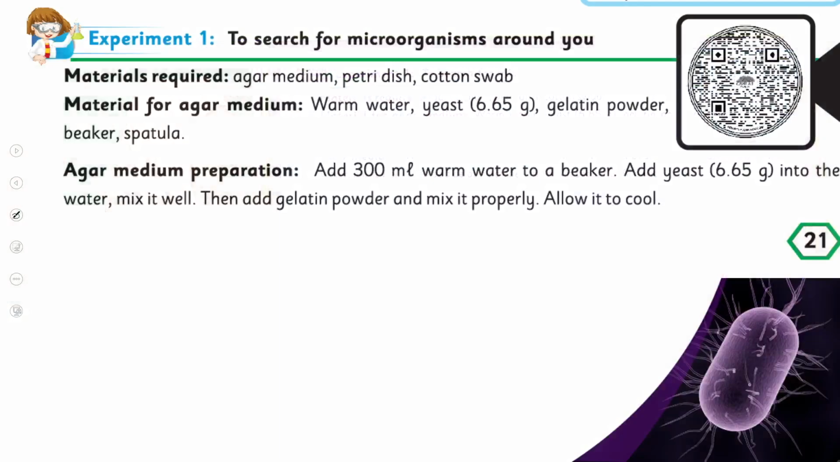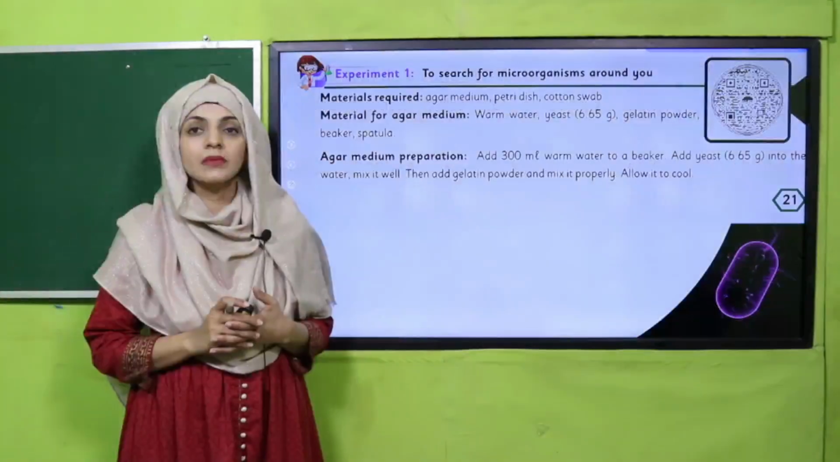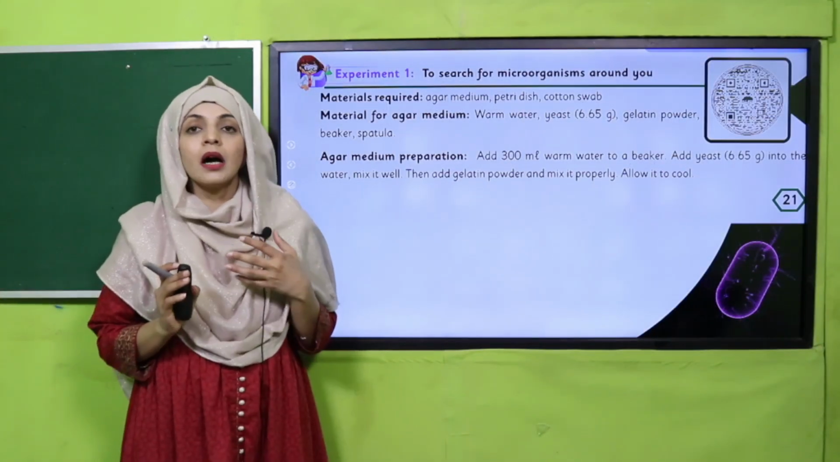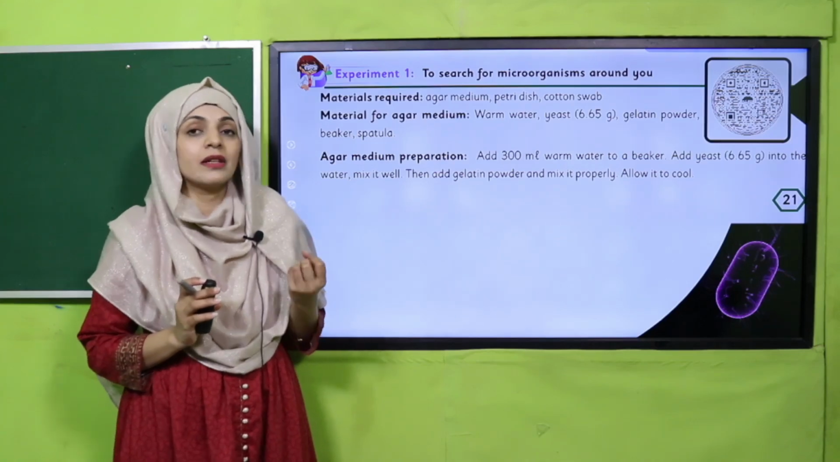So my dear students, on page number 21, experiment number 1 is given. I request you all to please open it in your Science 5 books in chapter number 2. I hope everybody has opened the page. So my dear students, first let's look at the procedure and the material that is required.